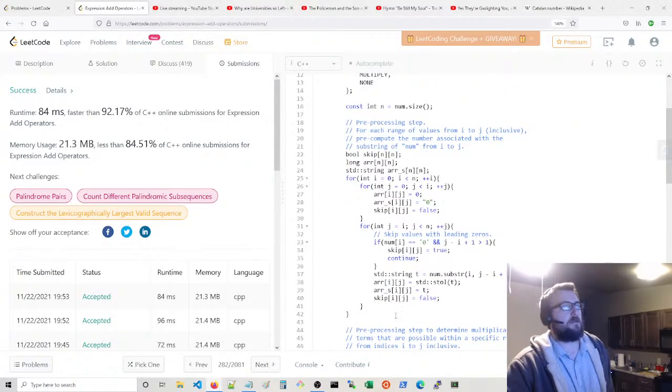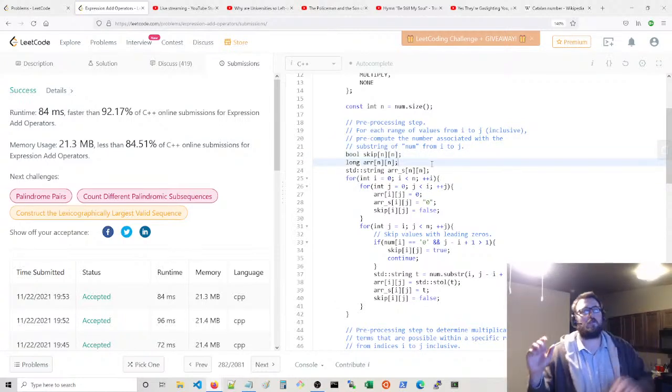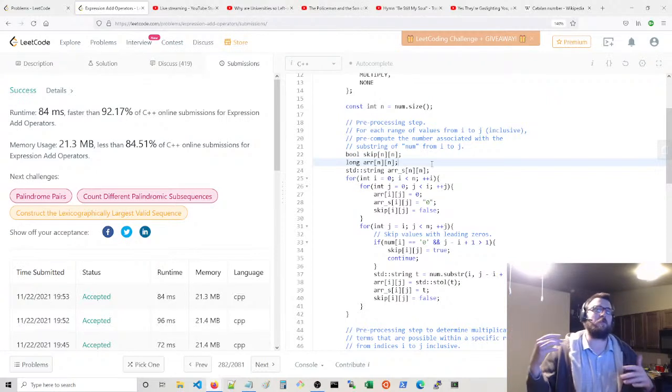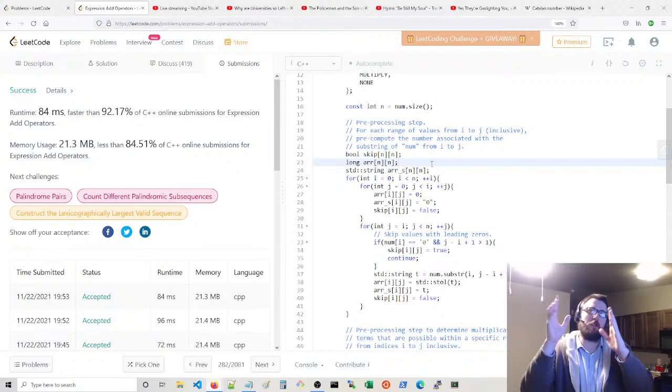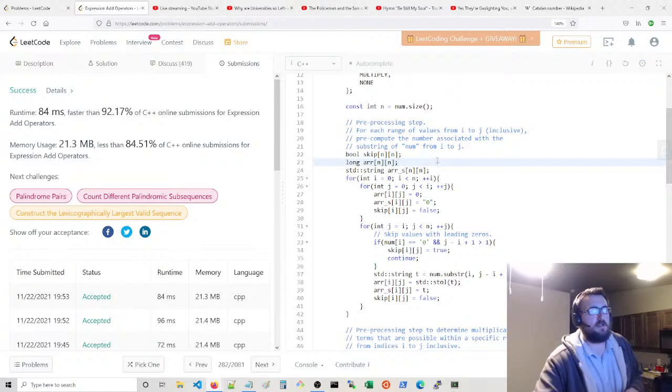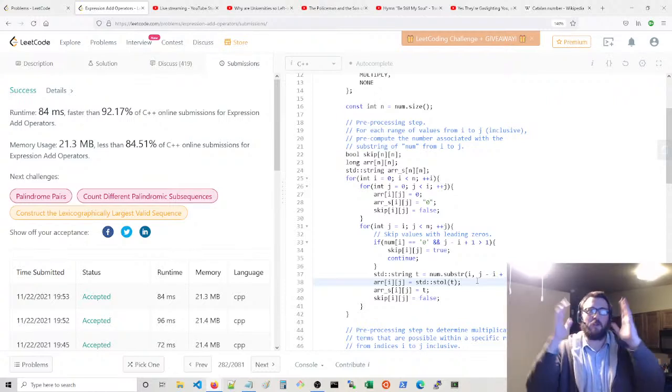In the first iteration, we're basically taking each subrange. There's a quadratic number of them, so 100 of them at most. Taking each of those, we're calculating 3 things. 1, whether it should be skipped: if it has a leading 0, we're going to skip it. 2, what the integer value would be. If we take the substring and convert that to an integer, that's the S2L here. And the third thing we're calculating is the substring itself.